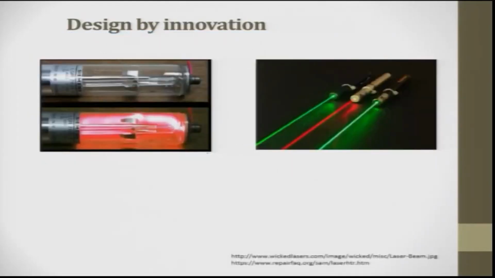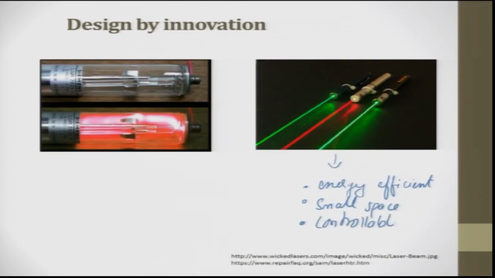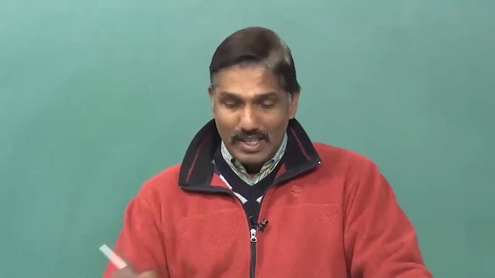The earlier laser design used to have a valve based system. Today they have completely changed to a diode based system. This is more energy efficient, occupies small space, and is controllable, that means selectively tunable. Today in the hard drive there is a blue laser which quickly jumps from one segment to another, one sector to the other sector, and quickly reads the data. It is all because of the laser becoming more and more efficient.